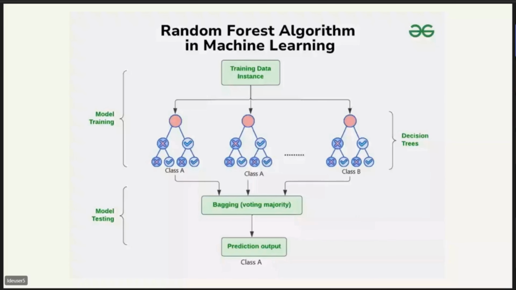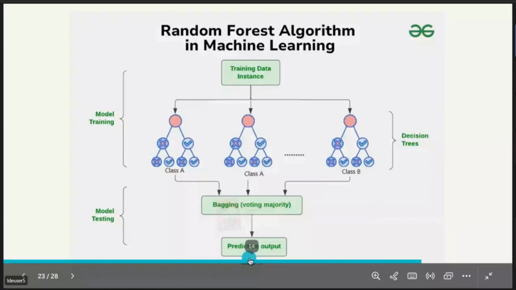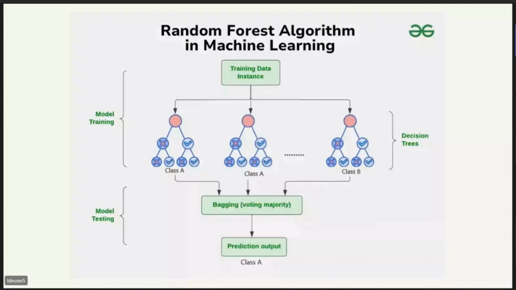Okay, so the first tree gives the outcome as class A. Tree number 2 is giving the outcome as class A. Tree number 3 will give another class, etc. Tree number n is giving the outcome as class B. Right, so I take the answers of all these and apply the bagging or the voting and find the majority. So majority says it is class A. Therefore, my prediction output is also going to be class A. Okay, so this is how the random forest algorithm works.